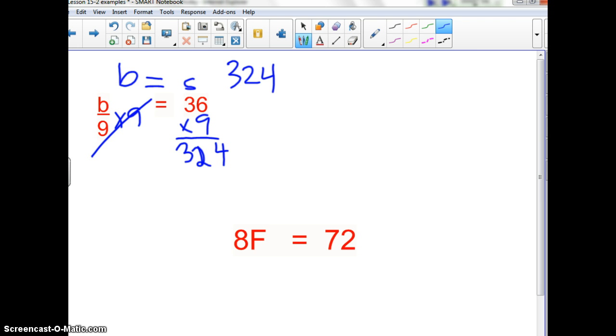I bet solving for F you may be able to do in your head. But if I call on you, I need you to tell me what you did to both sides. Darius, what did you do to both sides?